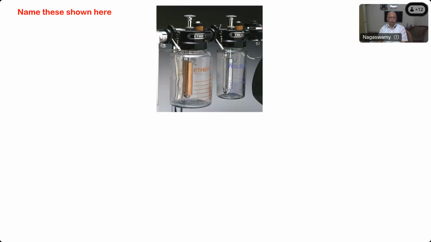Who is the person who invented the anesthesia machine which we talked about in the last class? Boyle, sir. So Boyle's apparatus, no? That Boyle only introduced this bottle, simple bottle. So it is called Boyle's bottle, both of them. One is for ether, another is for an agent called trilene, trichloroethylene or trilene. Now, why is this bottle bigger and why is this bottle smaller? Trilene is very potent. Excellent, very good.